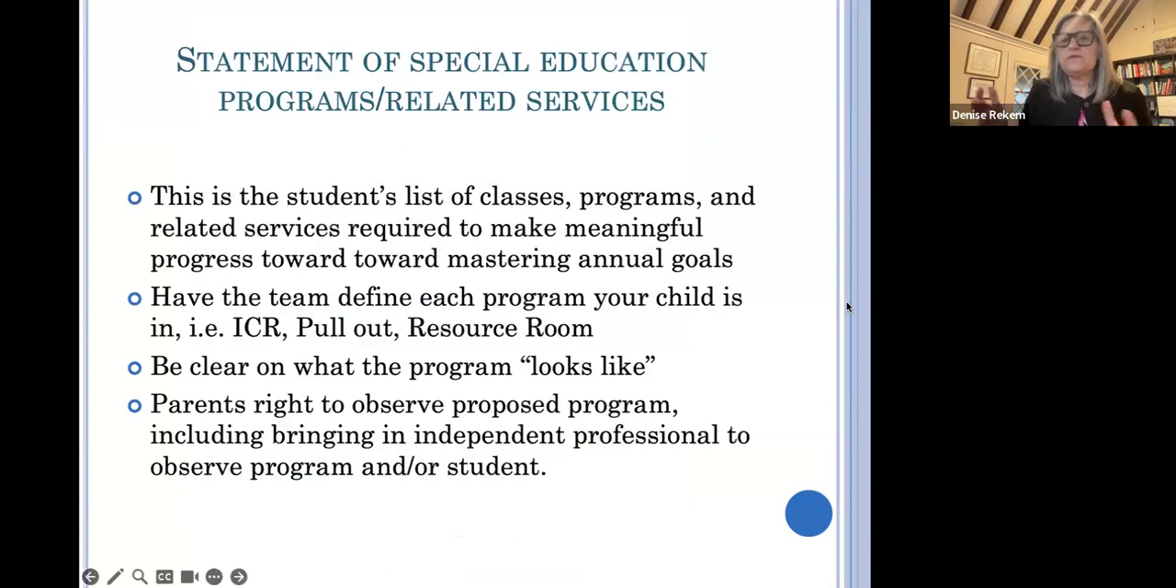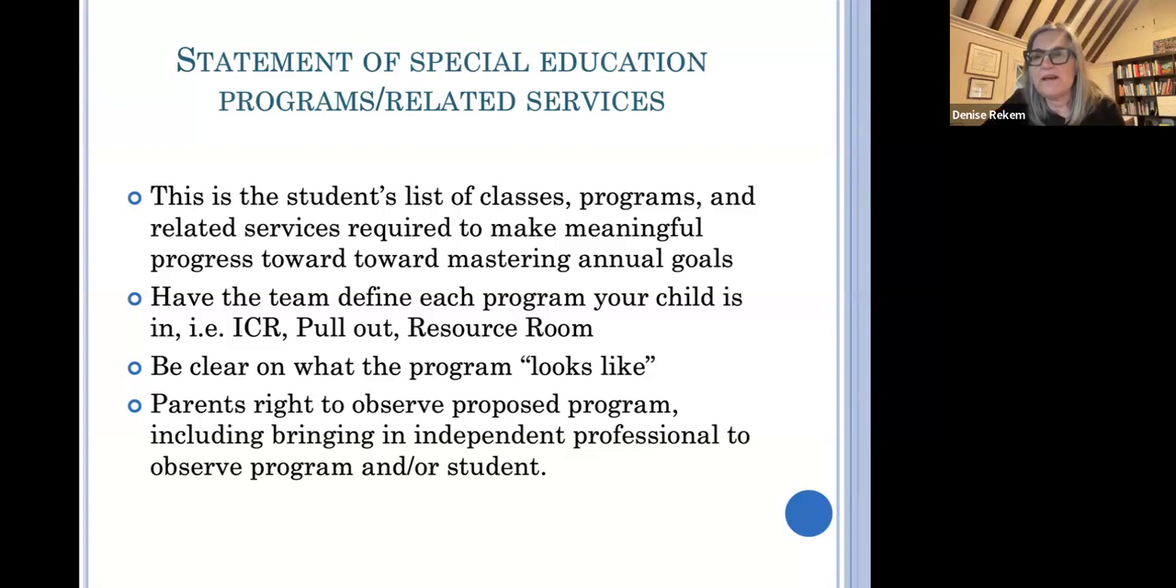Okay, so once we have the goals, right, then we can decide what services and supports the child needs in order to be able to achieve those goals, right? So this is the student's classes, programs, the related services, the things that the school district is going to provide in order to allow them to master the goals that we just developed.